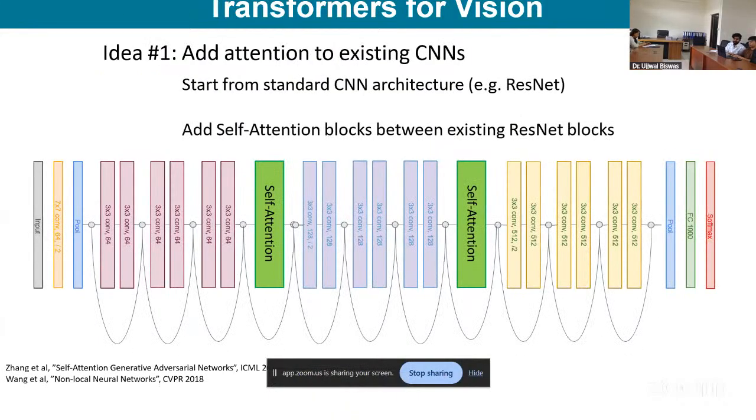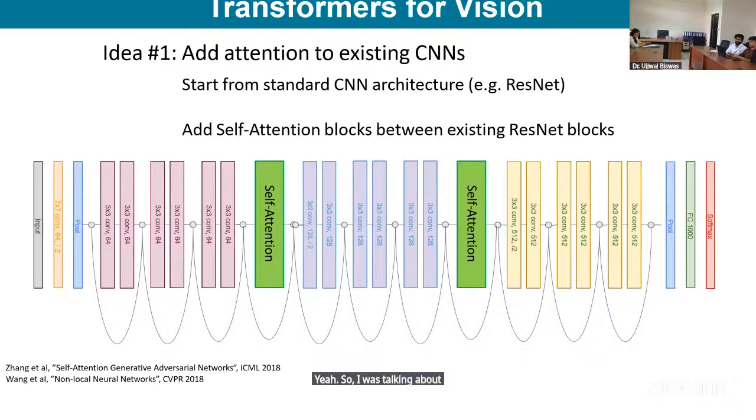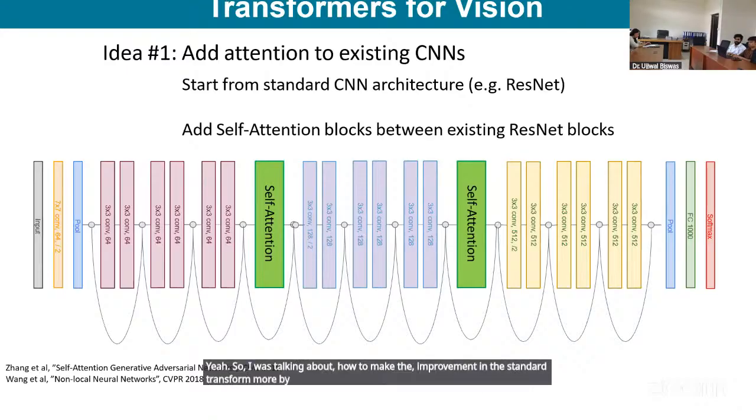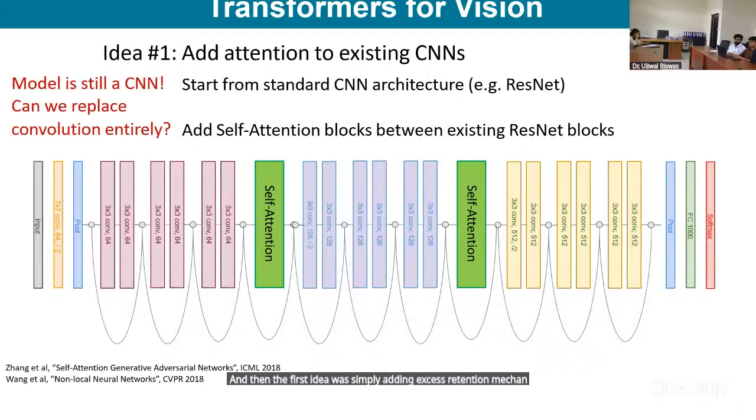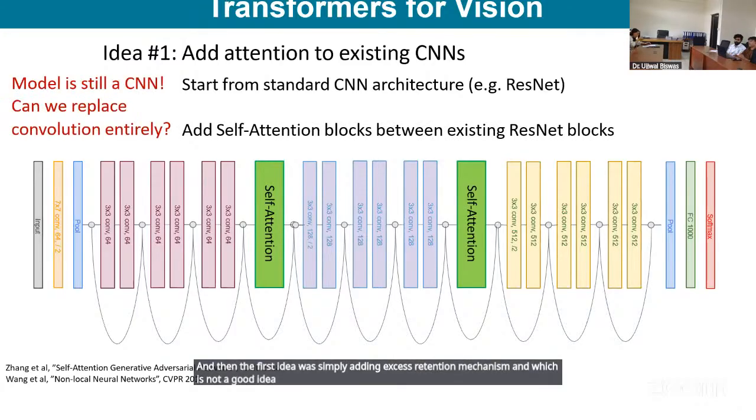Yeah. So I was talking about how to make the improvement in the standard CNN by using a transformer approach. The first idea was simply adding a self-attention mechanism, which is not a good idea because it's still a CNN.